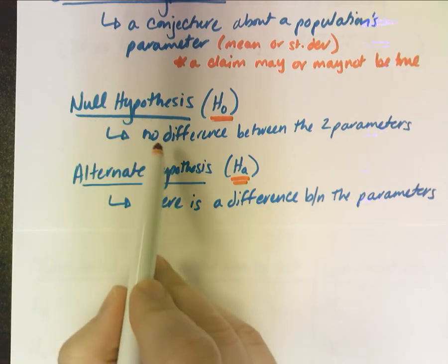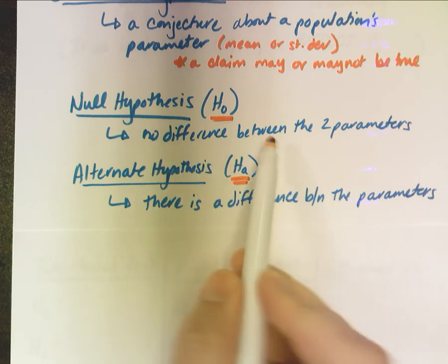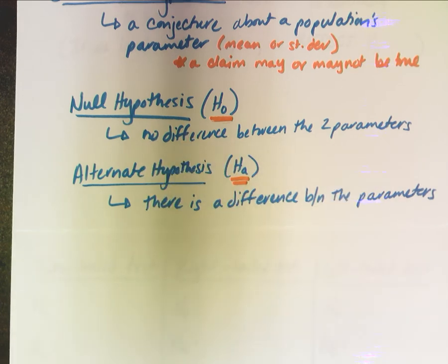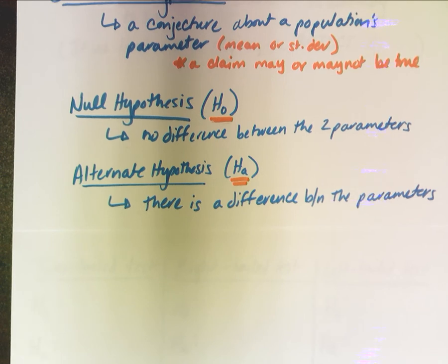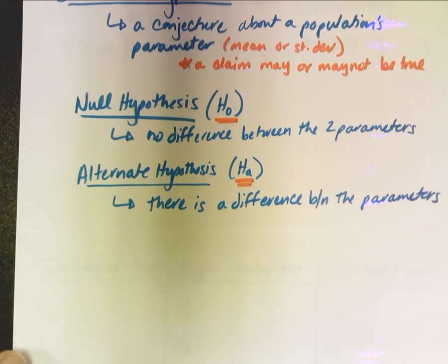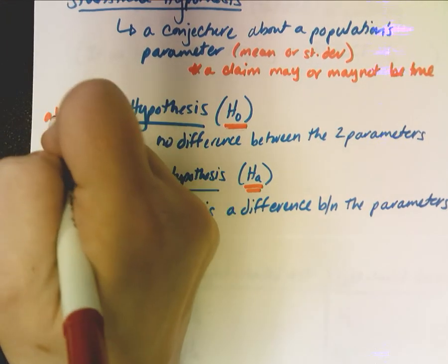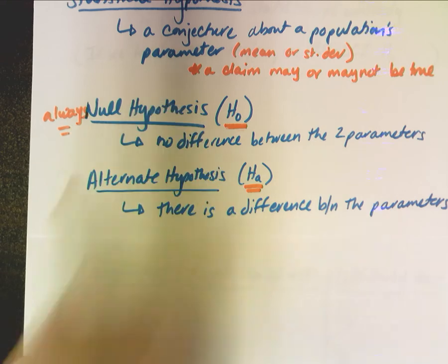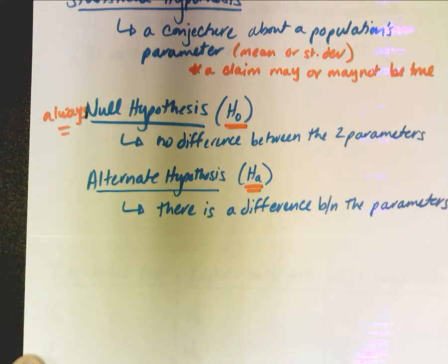The null hypothesis means there is no difference between the two parameters. There's nothing. It's the same, okay? 23% of the population? Yep. When I did my research sample, I got 23% of the population believing in aliens, okay? This is always, always, always an equal sign. Always, always, always use an equal sign.